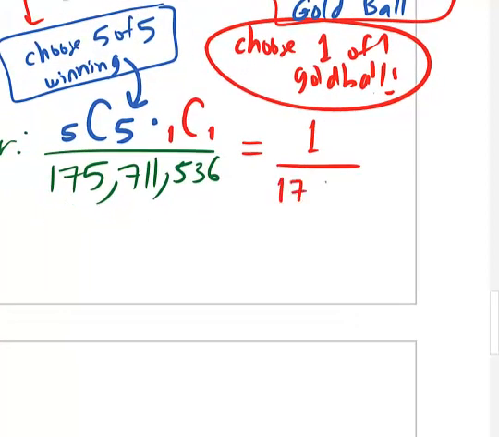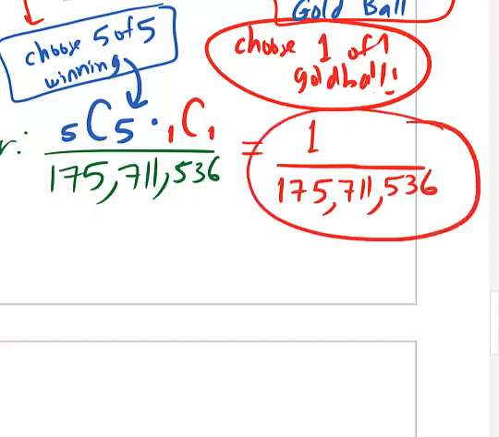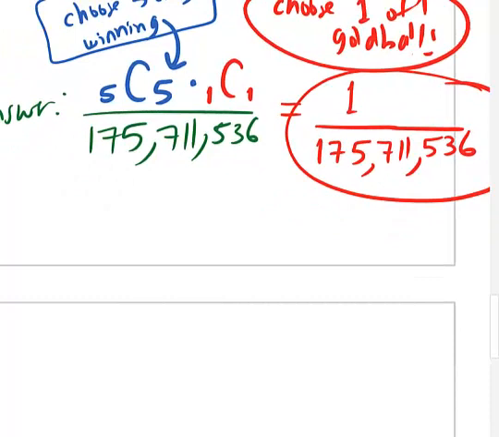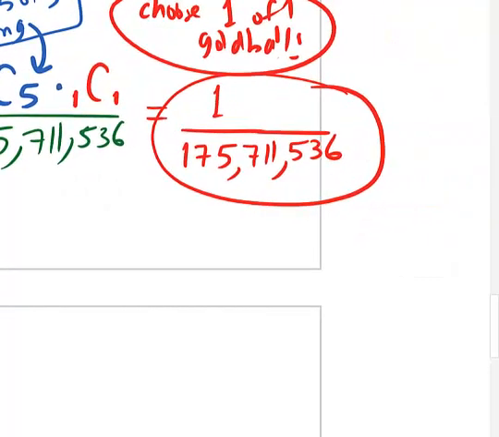1 out of 175,711,536. Which actually, the numerator makes some sort of sense because there's only one way to win. You have to get all 5 of the white balls right and the gold number right. That's only one possible outcome. There's no other way to win. You have to do that. But now that you see this probability, you have a 1 in 176 about million shot of winning.